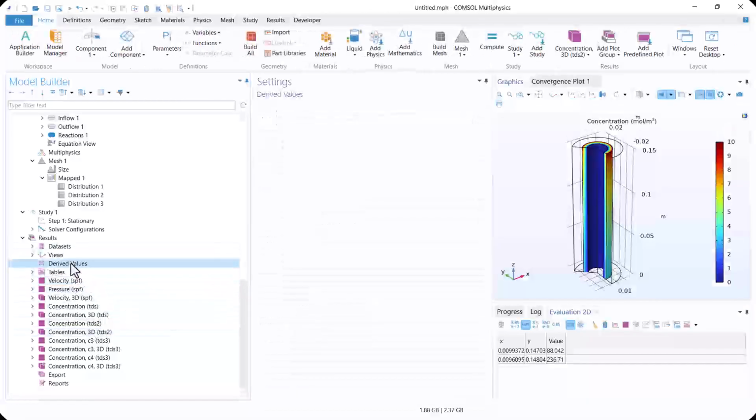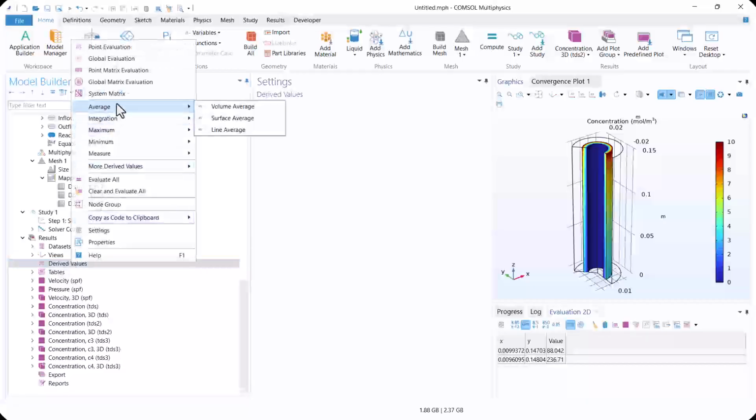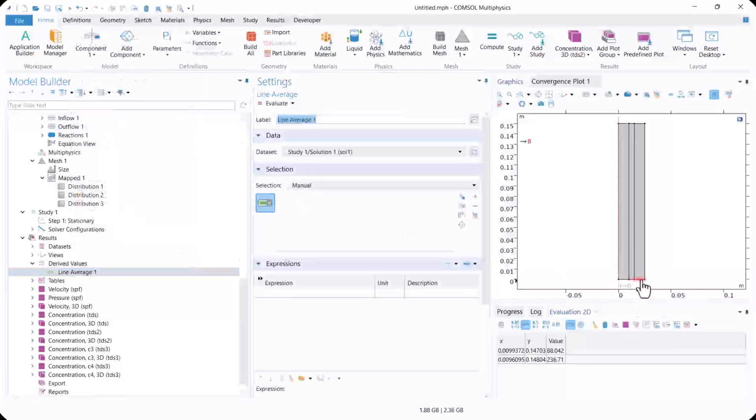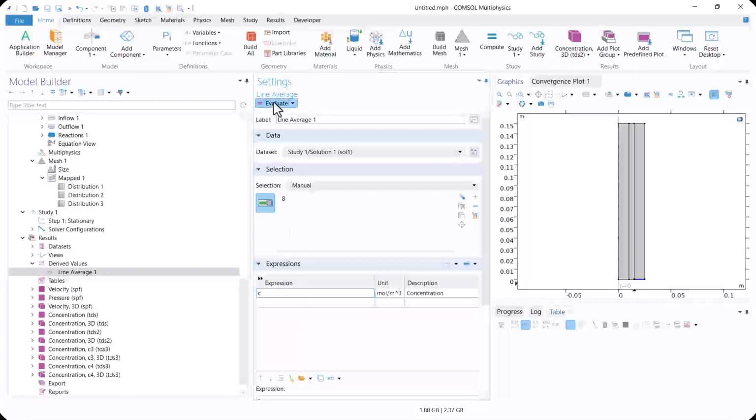Finally, we need to calculate the outlet concentration of the gas phase components, so we can use line average here. We use the C. So here you can see we have the outlet concentration.